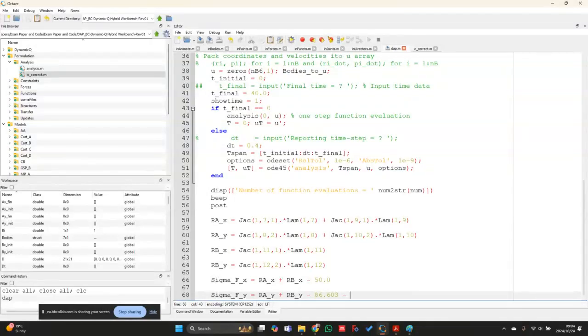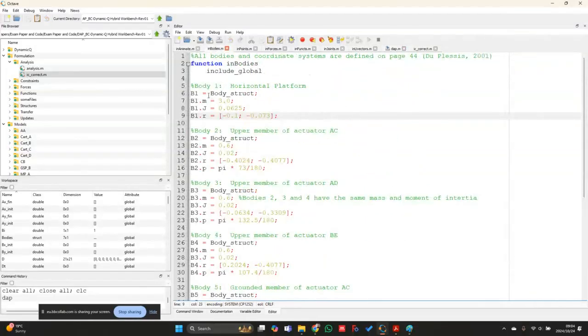And then also minus 3 times 9.81. So this is simply mass multiplied by the gravitational constant. If you go to bodies, you'll see body 1 is 3 kilograms. So that's why I use 3 times 9.81.